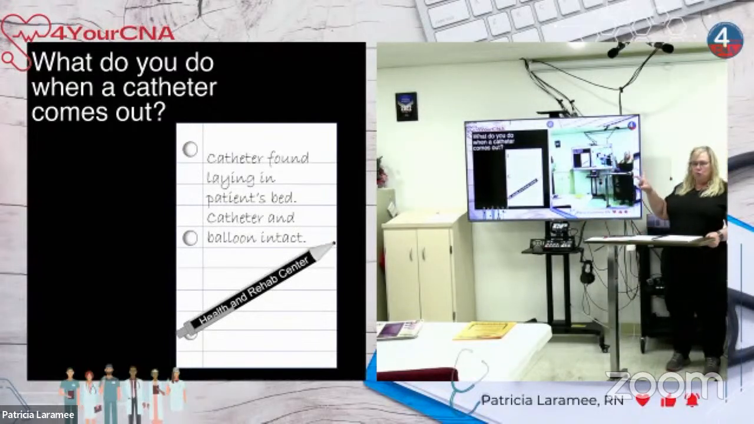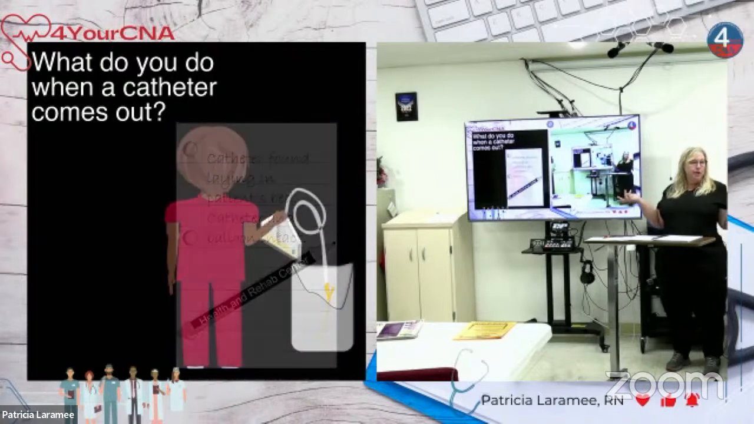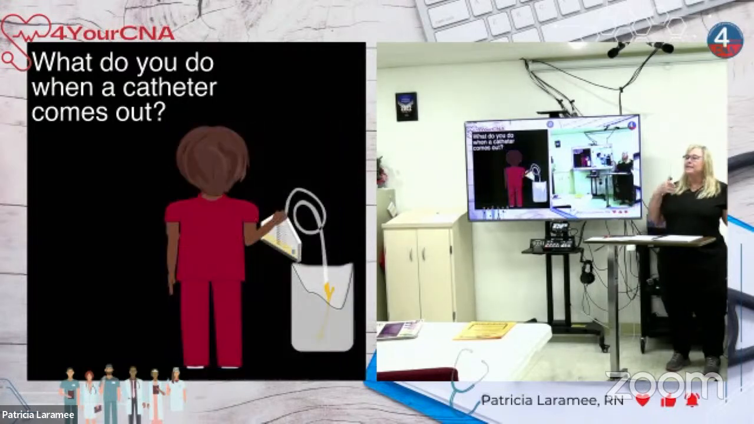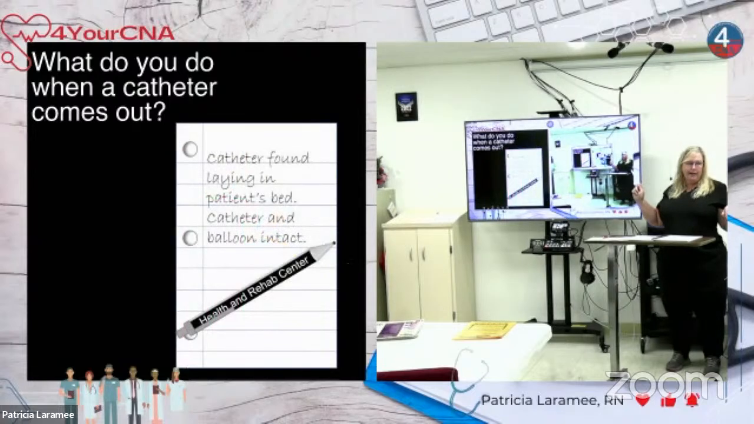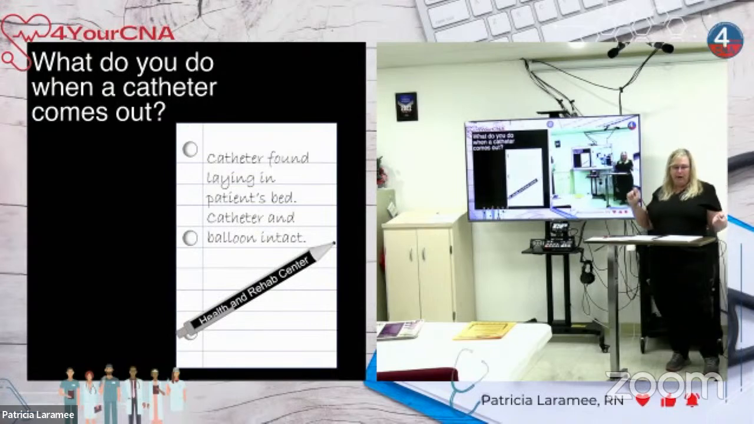The larger ones, the bedside bags, hold more urine. We generally empty them out once a shift. And we're going to write down, because anybody that has a catheter is on intake and output, so we're going to write down how much we measure. That's a big part of emptying the bag, is measuring the urine and writing it down.